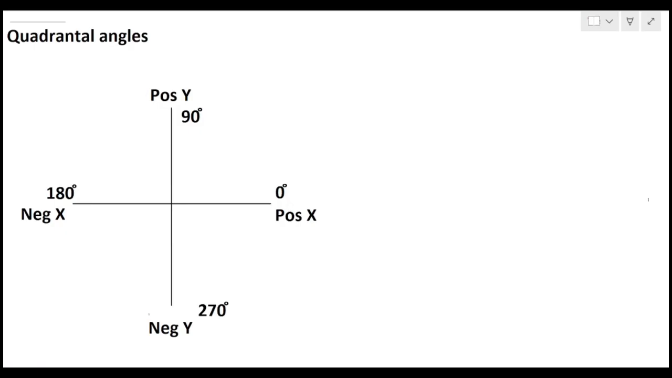Today we're gonna learn about quadrilateral angles and the unit circle. Let's start with the quadrilateral angles.